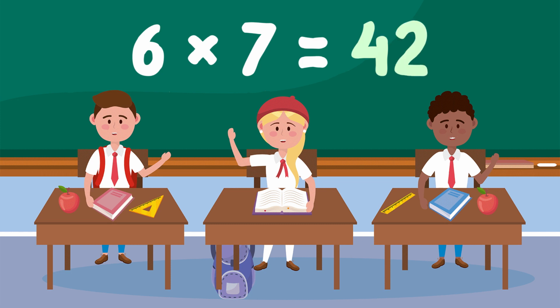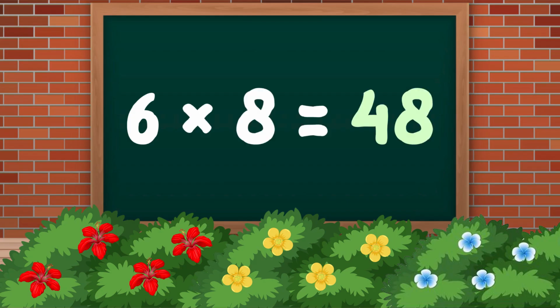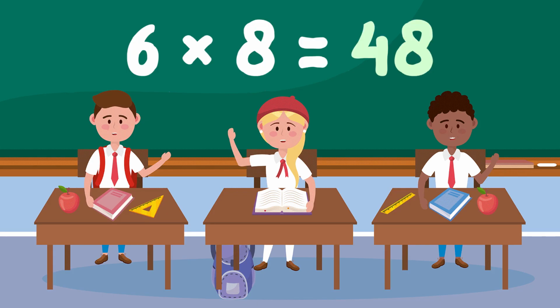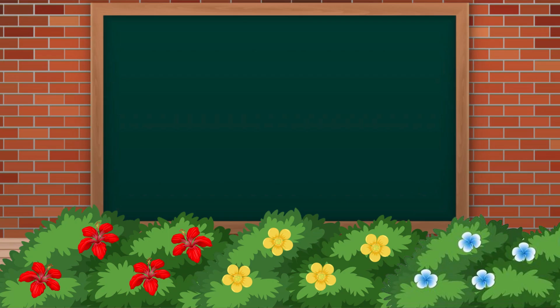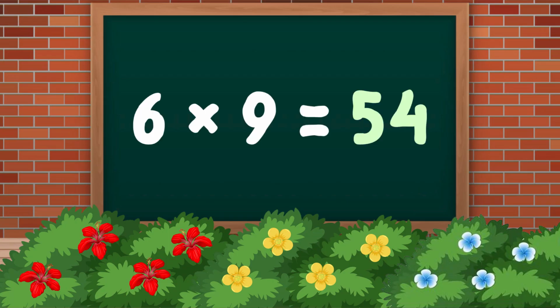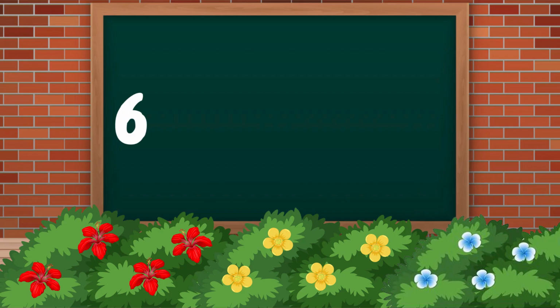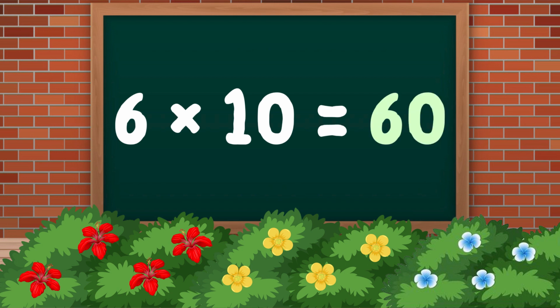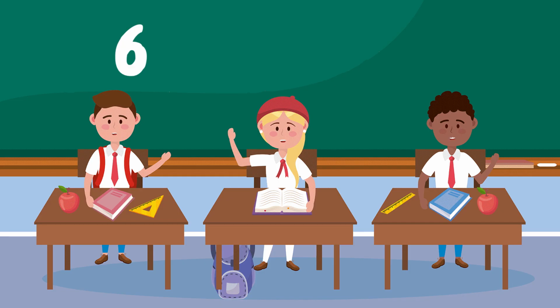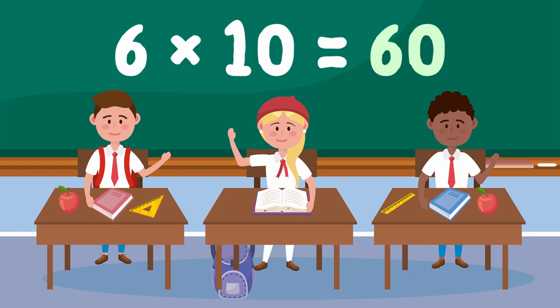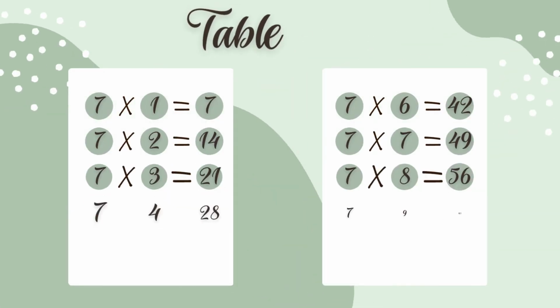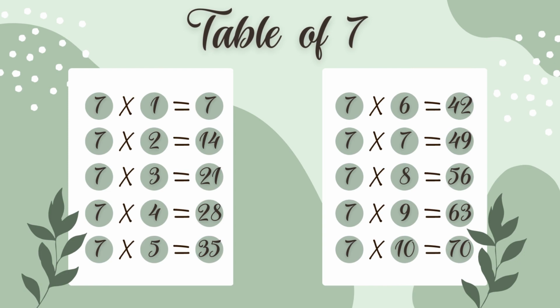6 sevens are 42. 6 eights are 48. 6 nines are 54. 6 tens are 60. Now let's learn the table of 7.